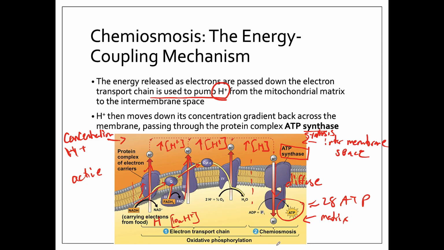Osmosis is passive transport. I'm not sure why they call it chemiosmosis. It's probably just because it's moving hydrogens and not water. You could just call it diffusion if you want. But chemiosmosis is this process of hydrogen ions diffusing through the ATP synthase and producing ATP. The whole process together, both of them, is what we call oxidative phosphorylation.